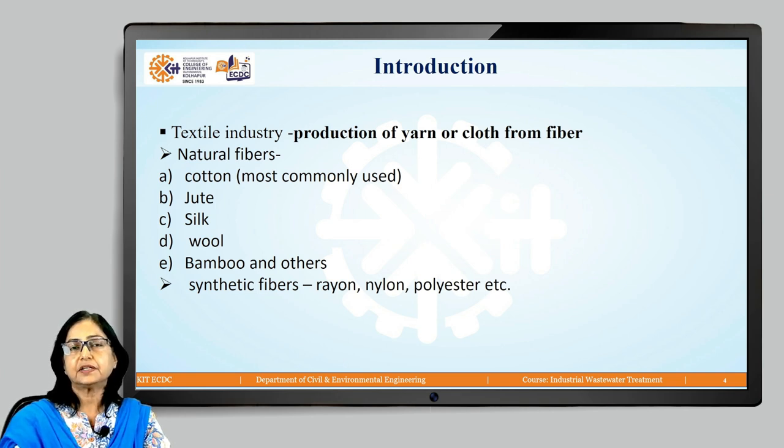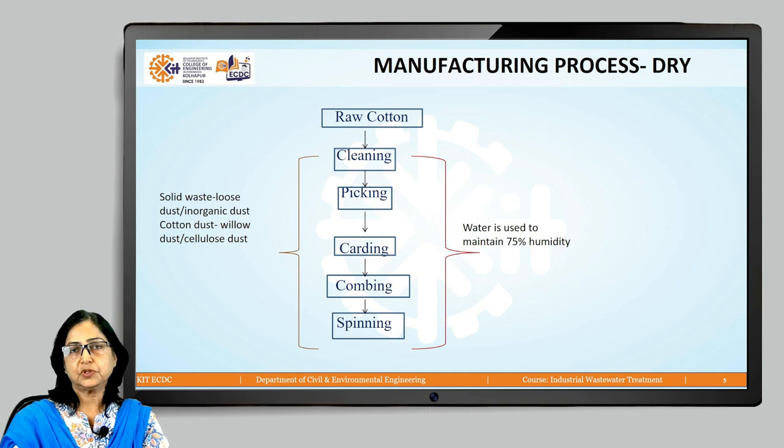Now, basically, textile industry is industry which produces fabric or yarn from fiber. The fibers can be natural fibers like cotton, jute, silk, wool, bamboo, or they can be synthetic fibers like rayon, nylon, polyester. We will concentrate on the cotton textile industry. So let us look at the manufacturing process.